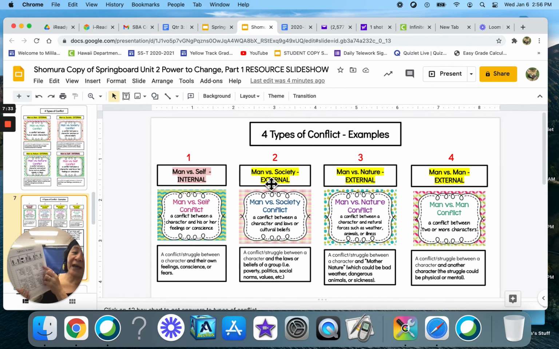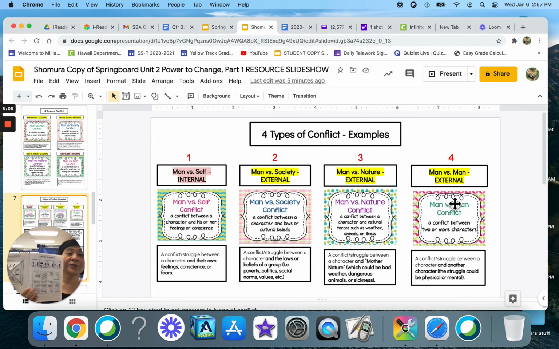2 is man versus society, and that's the same one here. And so that's going to be number 2, and these 2 boxes are just shrunken versions of the previous slide. 3rd is man versus nature. So that is the person versus the rain cloud and the bear. Okay? And then we have the definition here. And the last one is man versus man, and it's the 2 people. Okay?